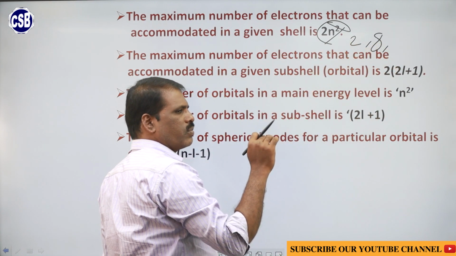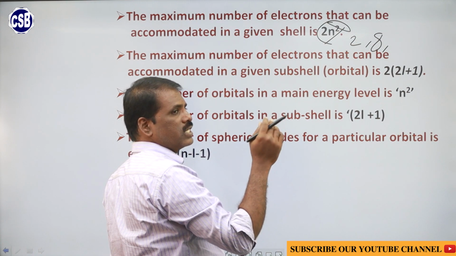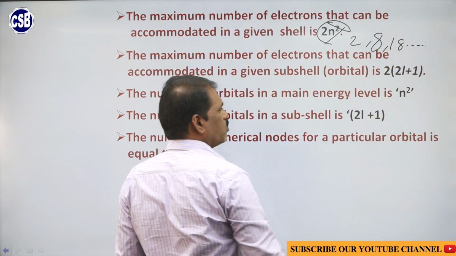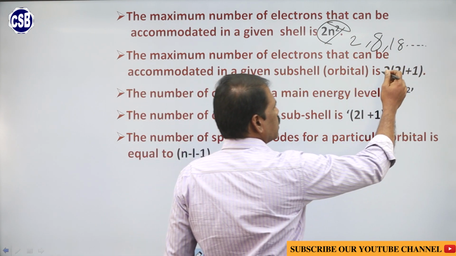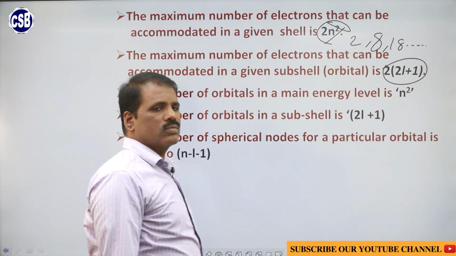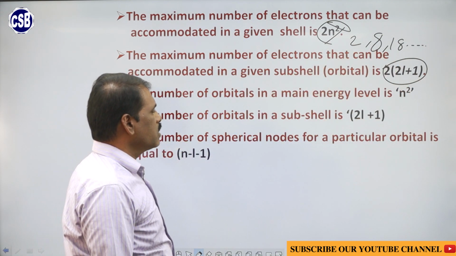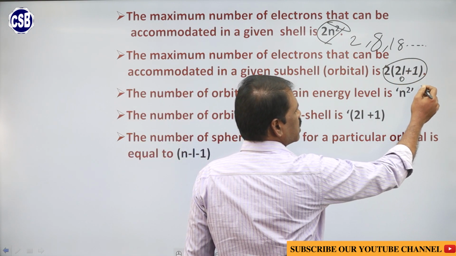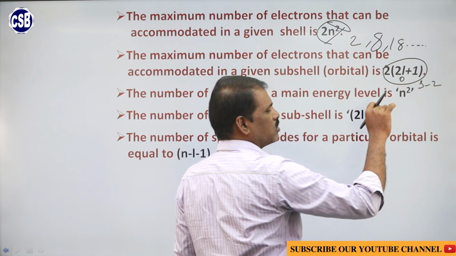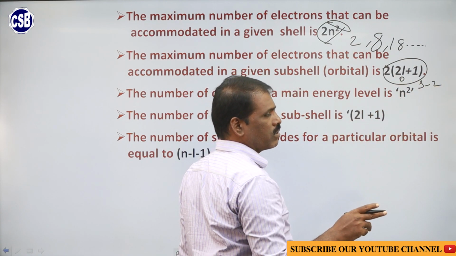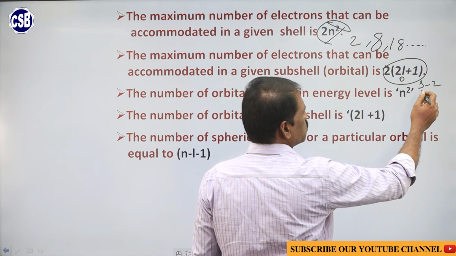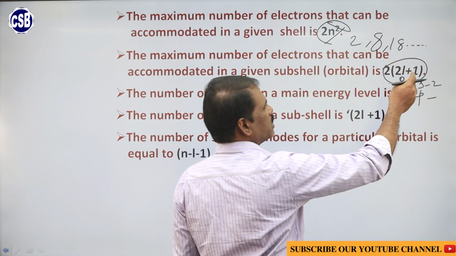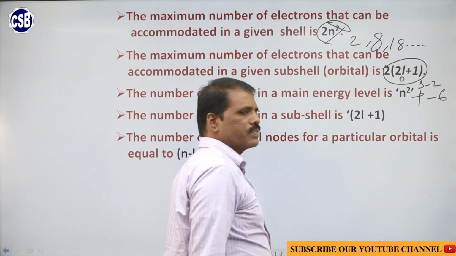If the n value is 3, it represents the third orbit. n square, 3 square is 9, 9 into 2 is 18, and so on. The second formula, 2 into (2l plus 1), will give you the number of electrons present in a given subshell. It is based on the l value. If l value is 0, 2 into (0 plus 1) is 2, so 2 electrons will be there in the s orbital. If l is 1, it represents p. So totally 2 into (2 into 1 plus 1) is 3, 3 into 2 is 6 electrons are there, and so on.